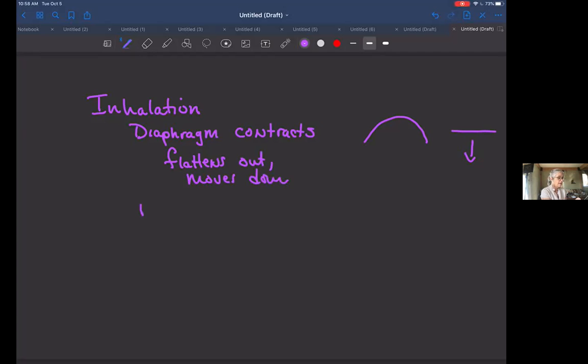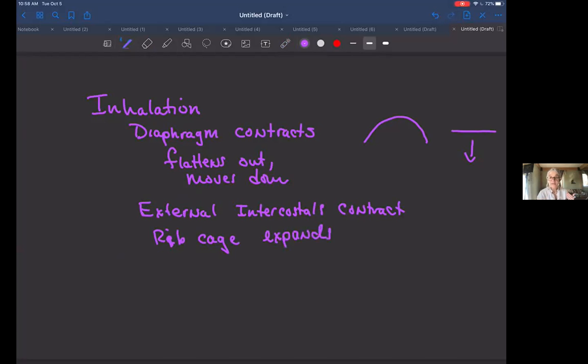Okay. The other thing is the external intercostals contract. And the rib cage expands. Okay, all of this functions to increase the volume of the lungs. When this increase in the volume of the lungs happens, we have a decrease in pressure, right? So negative pressure inside of the lungs. And this is going to cause air to automatically move in to the lungs.